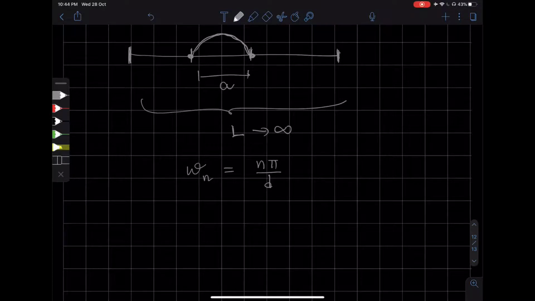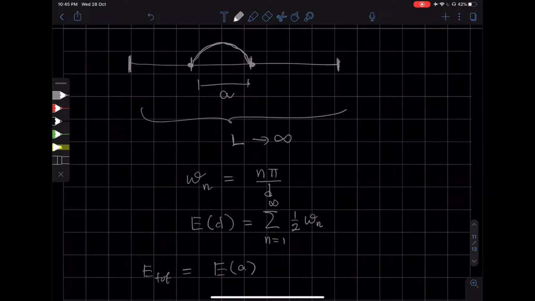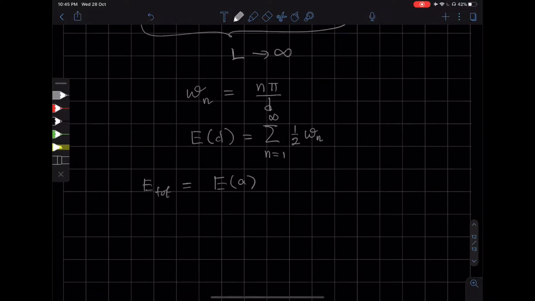The energy associated with all these frequencies, the total energy, would be the vacuum energy. We can write that as a function of d. Each mode is going to have energy one half times omega_n, and we're going to add n from 1 to infinity. The total energy in our 1+1 dimensional world will be the energy between this interval, and we can make this a periodic boundary condition, identifying this point with this point. Then the energy for the rest of the universe will be E as a function of L minus A.